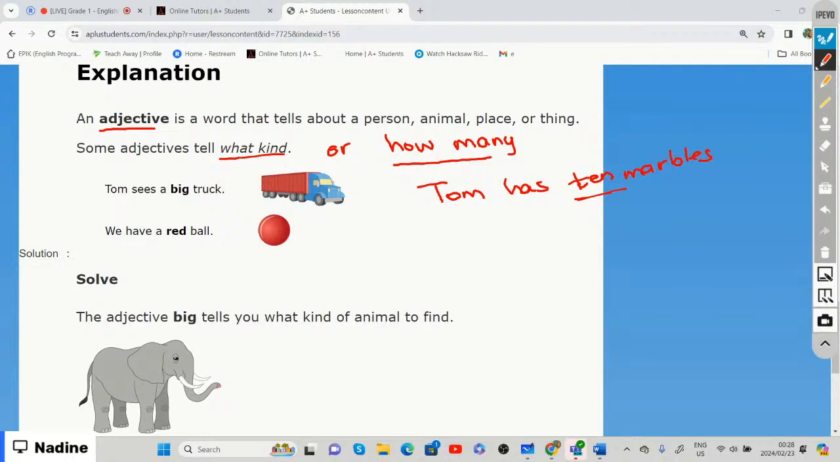As in a number. And if we were to, for example, describe something and we basically say what kind, then we can maybe say, for example, Tom sees a big truck. So instead of just saying Tom sees a truck, we are now describing that truck. So we can either describe the truck as it being big, or you can describe the truck as a red truck or a blue truck, right? That basically tells us what kind.